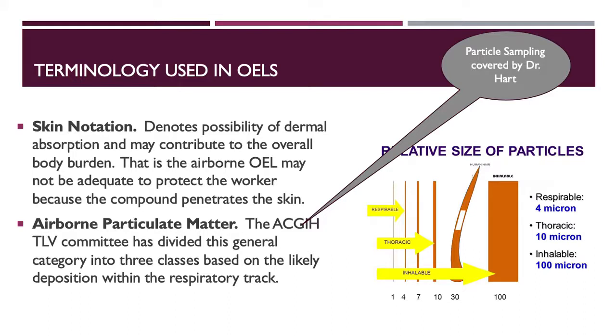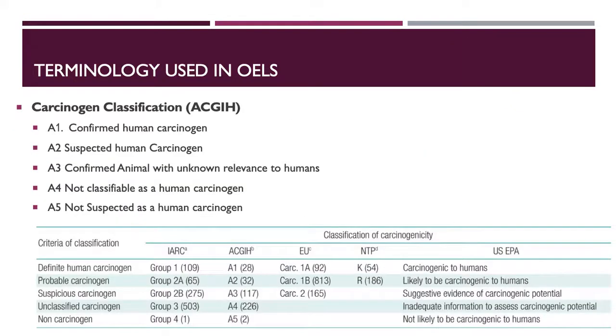Another term is airborne particulate matter. The ACGIH TLV committee generally categorizes this into 3 zones based on where it deposits in the respiratory tract. You have the respirable fraction, the thoracic fraction, and the inhalable fraction. And Dr. Hart is going to cover this for the master's level class. She is our resident expert on airborne particle technology and aerosol technology.